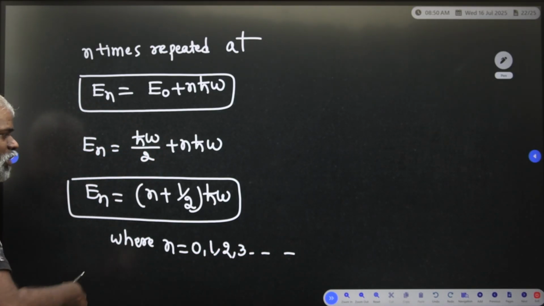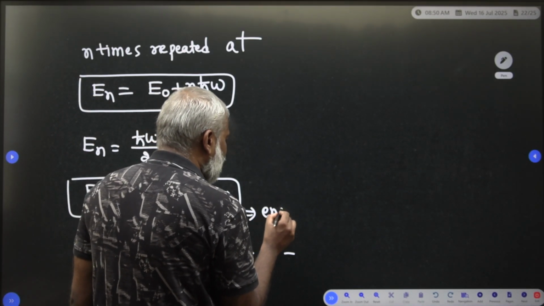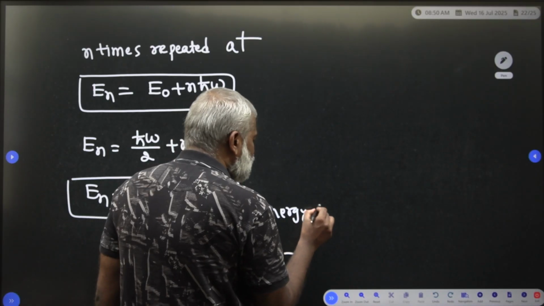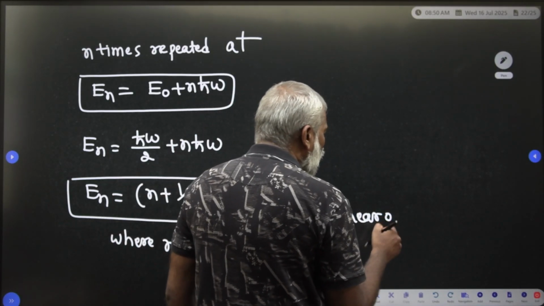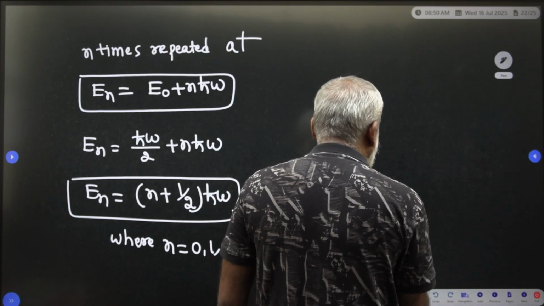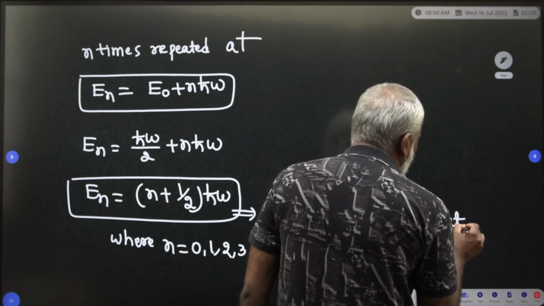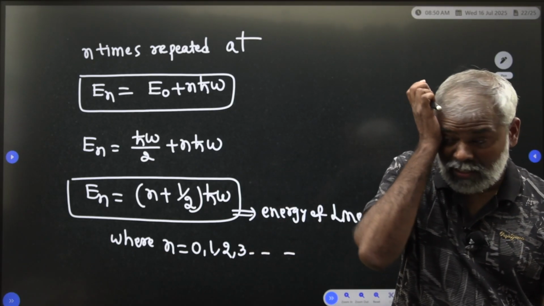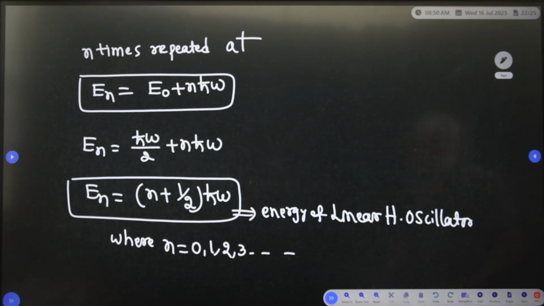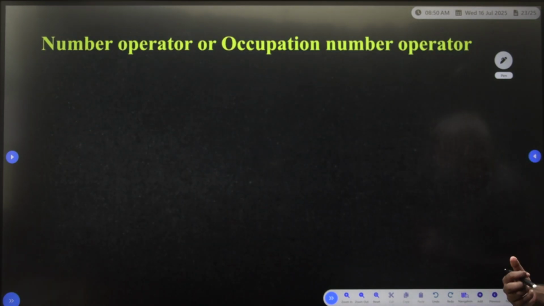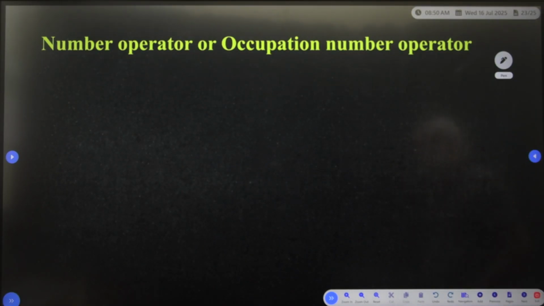This is the beauty of the linear harmonic oscillator. This is the energy value of the linear harmonic oscillator. It is a very, very important one, you have to utilize this. Clear? Not only that, two more important things I have to teach in this video.